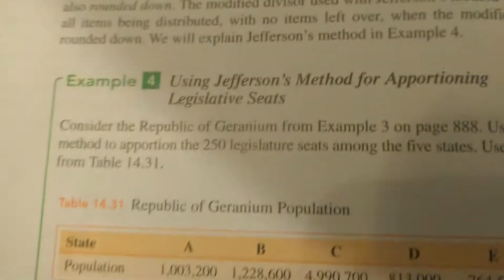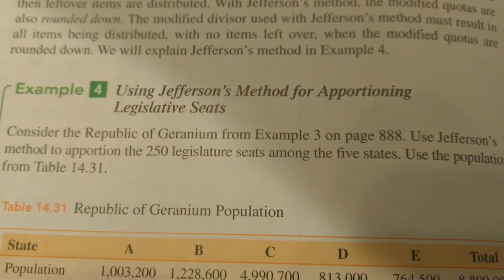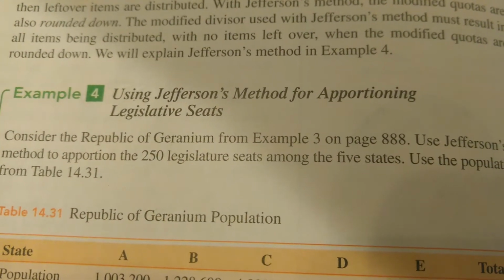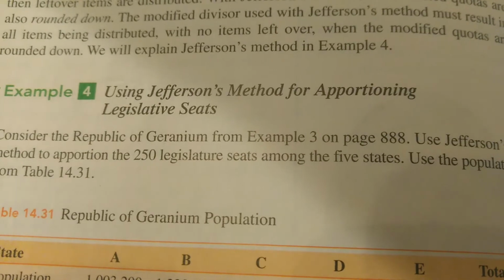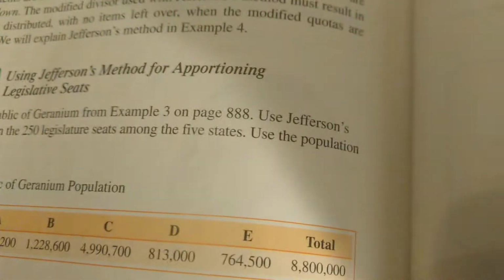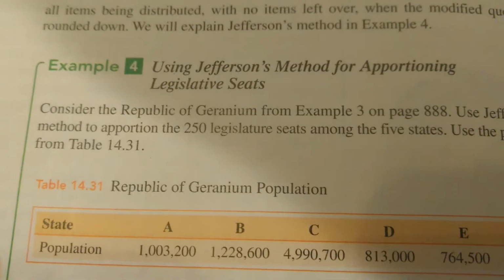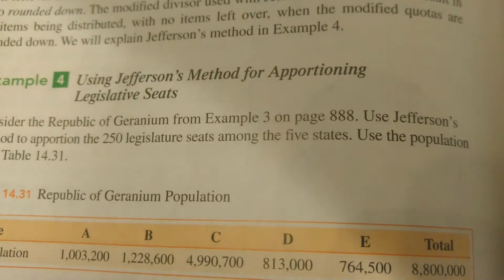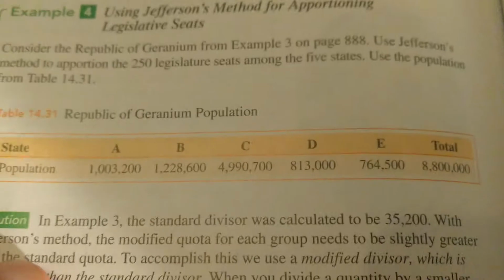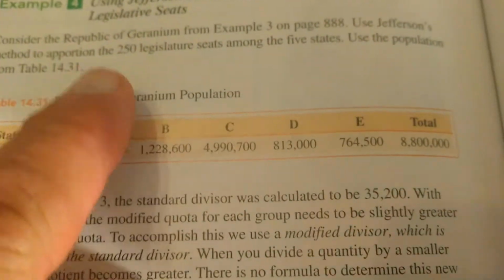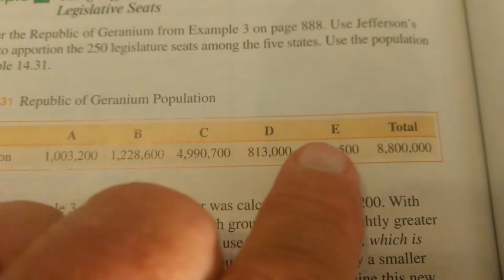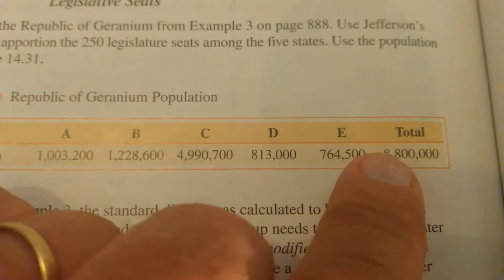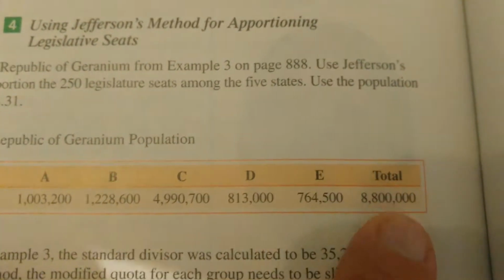Okay, let's look at this example problem. And again, this is on page 890. It says, consider the Republic of Germanium from example 3 on page 888. Use Jefferson's method to apportion the 250 legislature seats among the 5 states. All right, so here's the information. Here are your states, A, B, C, D, E. Here's the population of each of these states, and here's your total.